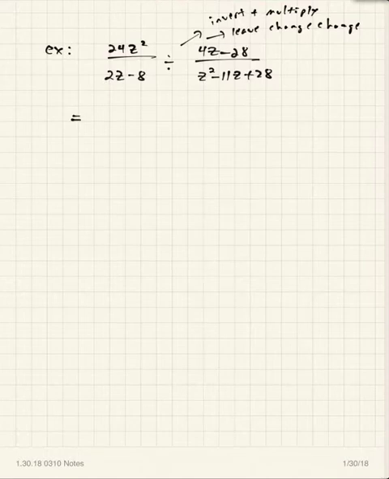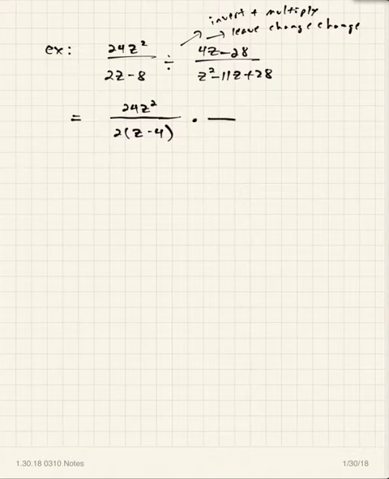So, I'm also going to factor everything here at the beginning too. So I have 24z squared in the numerator, and then the denominator, 2z minus 8, there's a common factor of 2, and I'm left with z minus 4. I change the operation to multiplication, and then I invert the second fraction, flip it, and then I'm going to go ahead and factor everything at the same time. So in the numerator, z squared minus 11z plus 28 factors z minus 4 times z minus 7. And then in the new denominator, I have a common factor there of 4, and I'm left with z minus 7, like that. All right, so now you've got the problem changed to a multiplication problem correctly.